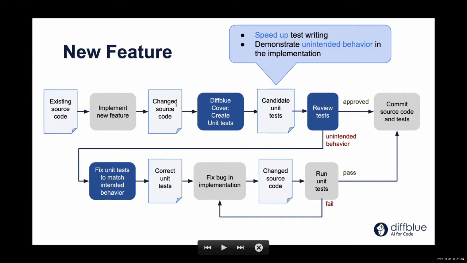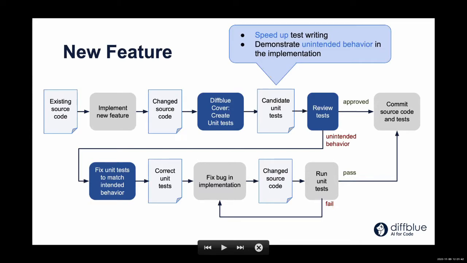More schematically, we started from our existing source code. We implemented a new feature. Then we ran the tool to produce new tests. These tests are candidate tests. They're purely based on our implementation and show exactly what the behavior of our implementation is. So we review these tests. If everything had been fine, we could have moved on and said, okay, the implementation is fine. But during the review we spotted some unintended behavior. So we had to go back and fix these tests so that they match the intended behavior, and then fix the bug in the implementation.